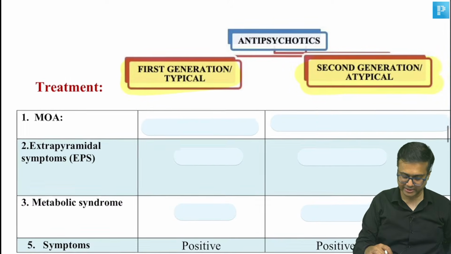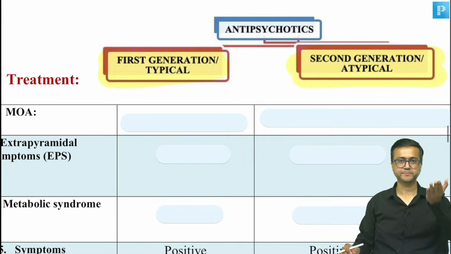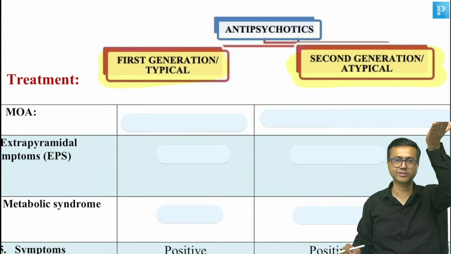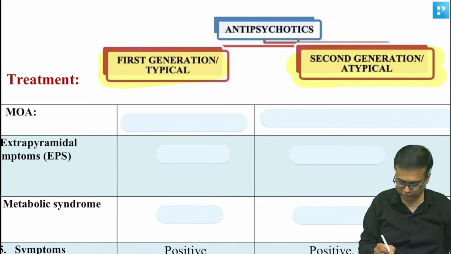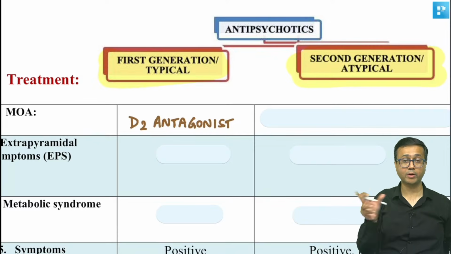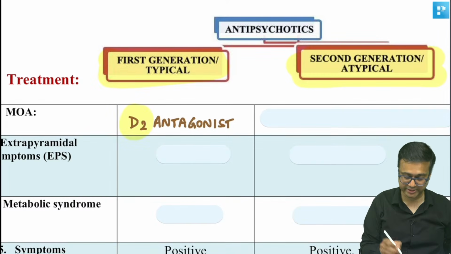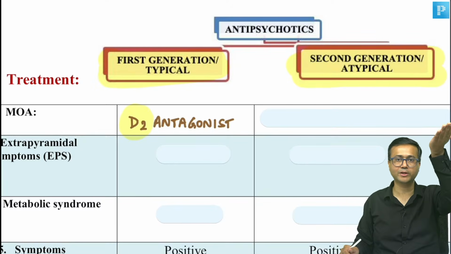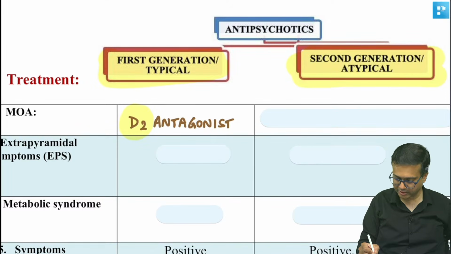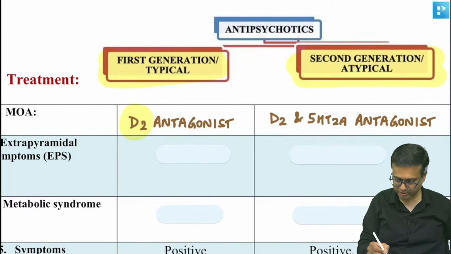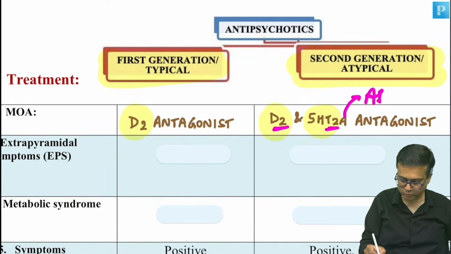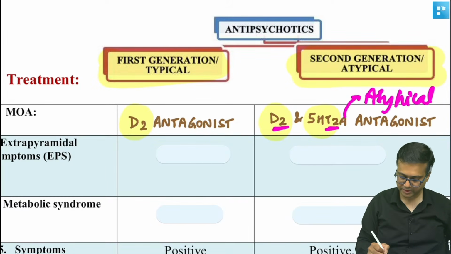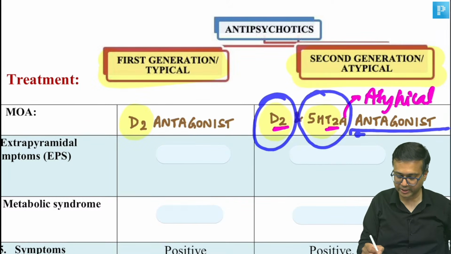Beta, what is the mechanism of action? Can you appreciate? We were saying the dopamine is getting increased. So the mechanism of action of first generation is that they are dopamine receptor antagonists. Especially remember it is D2. We also said that serotonin is also increased. So what is the mechanism of action of second generation? Remember it is not just D2, also 5HT2. See, both are there, D2 and 5HT2. Remember A for which 2? A for atypical. So it is D2 and 5-HT2A antagonist.